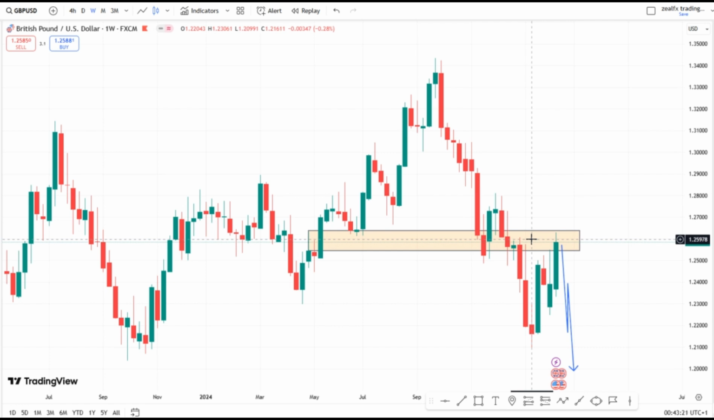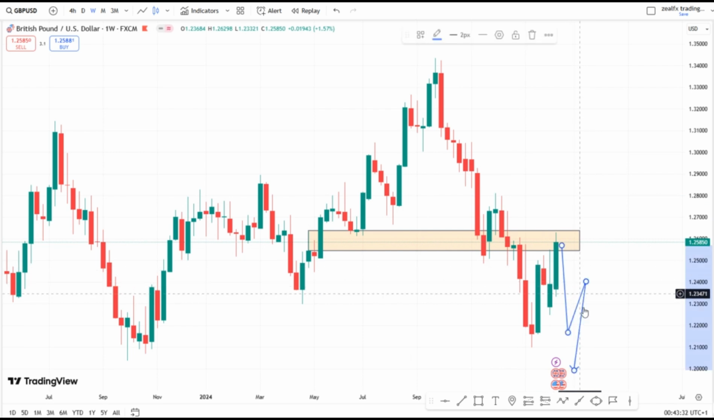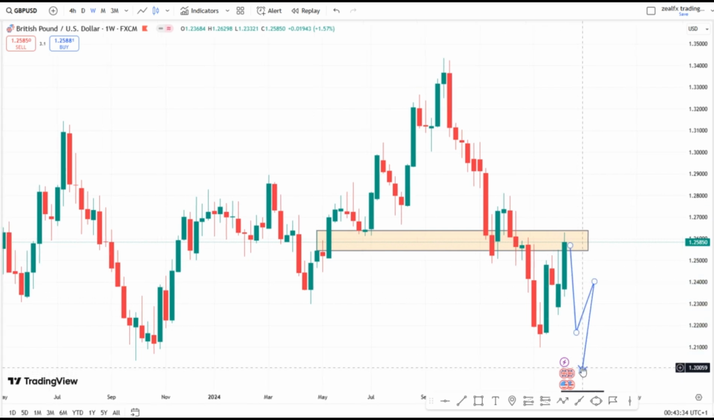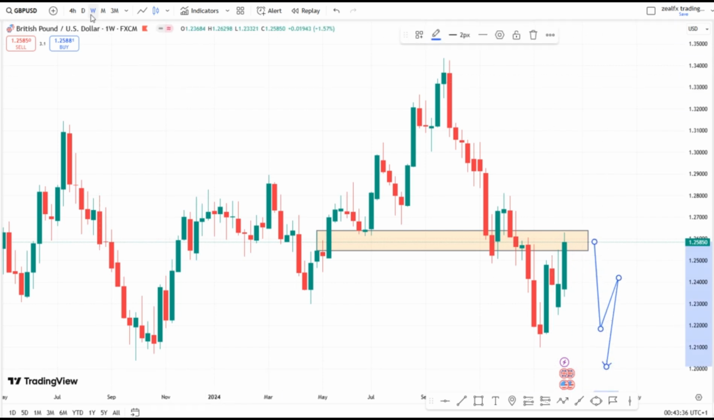Let's look at the trend of the GBPUSD. On the weekly chart, you can see that we have a downtrend structure, which is we have a series of lower highs. So long as we have this series of lower highs, we'll be looking for a selling opportunity on the GBPUSD this week. So let's look at the daily chart of the GBPUSD.